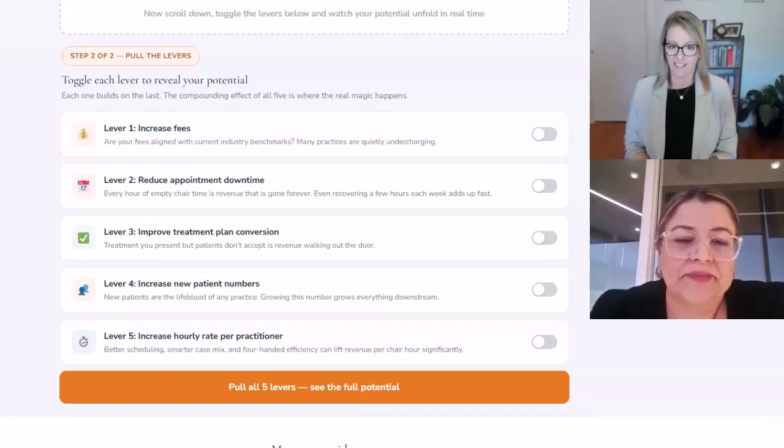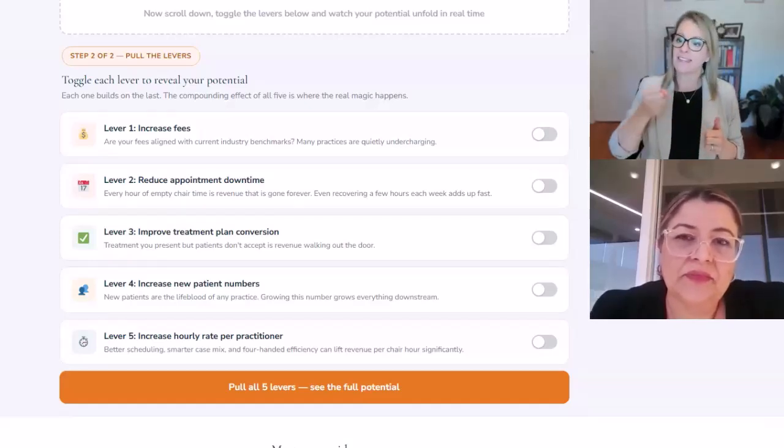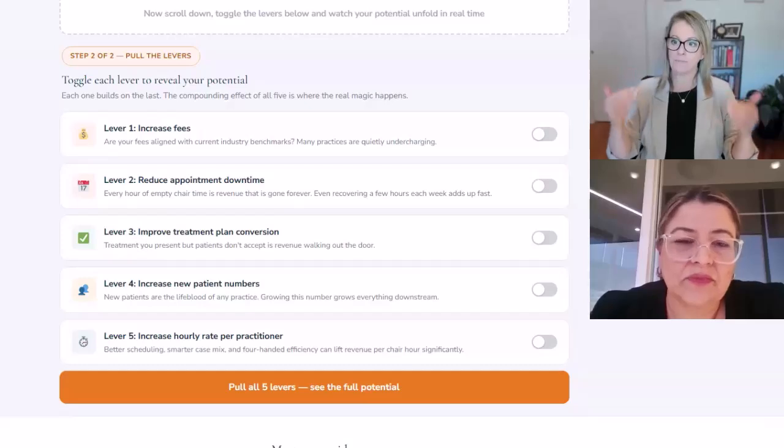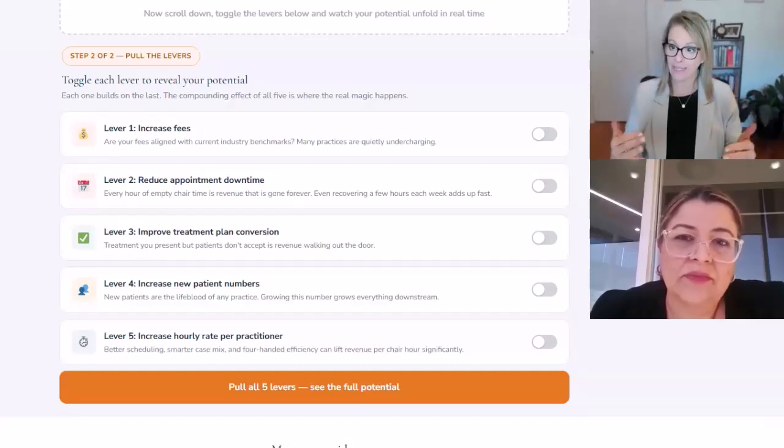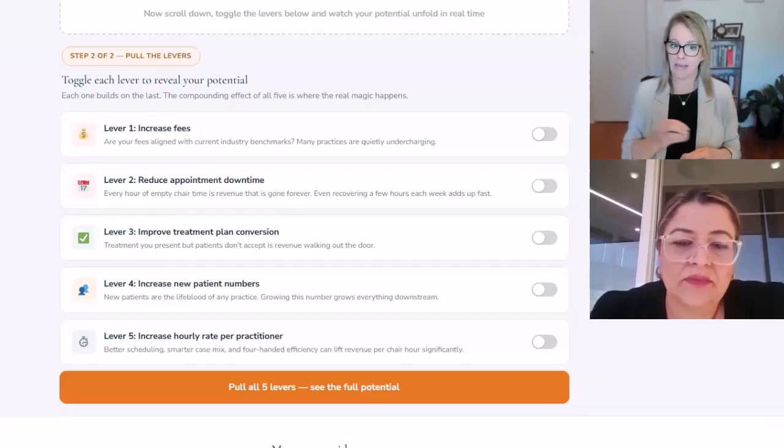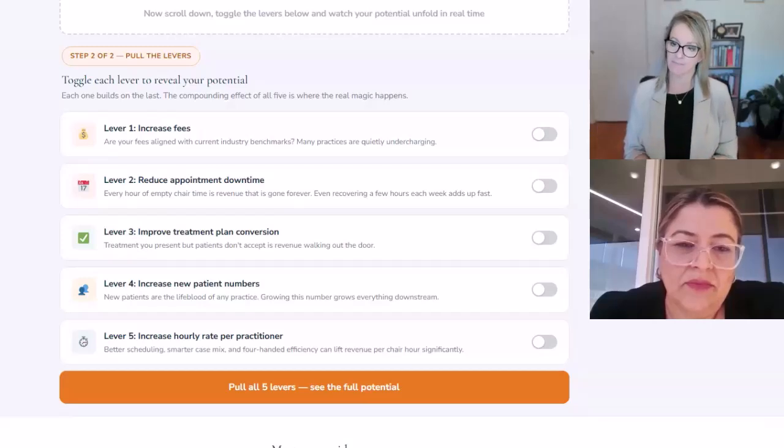That's it. So reducing downtime is another lever you can pull. What can we put in place in terms of systems and awareness to reduce the amount of downtime in our book so we can claw back a bit more production from that perspective? How about the third lever? Improve treatment plan conversions.